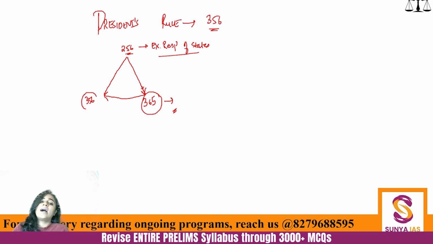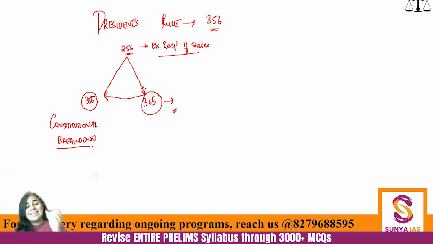And then comes the mega article 356, which says that if there is a constitutional breakdown, then president's rule can be imposed. So the trio of this particular article 356 is very interesting to note, and this is the reason why we say that our constitution is a unitary constitution. It's not a completely federal constitution as such. So 356, 256 and 365 I told you.